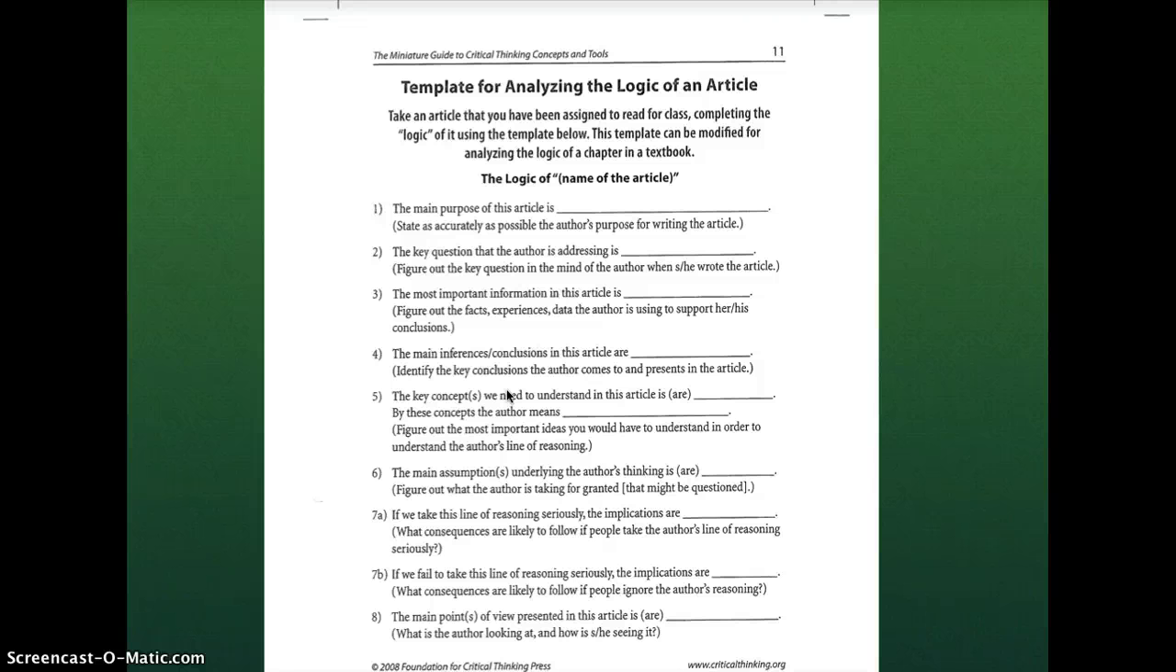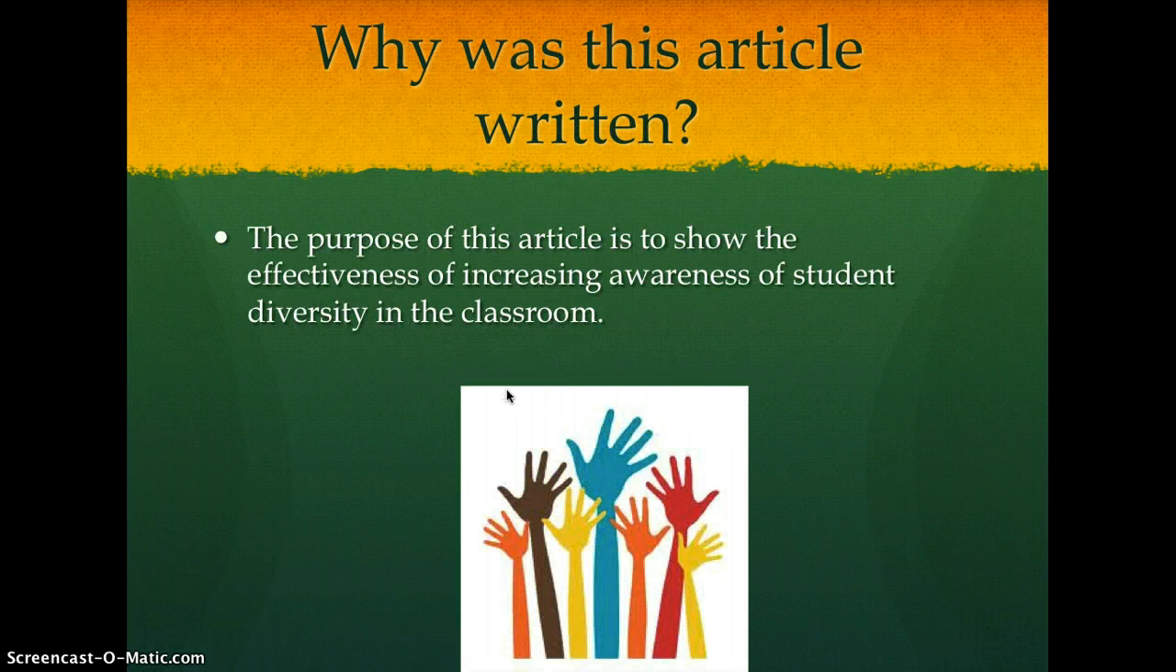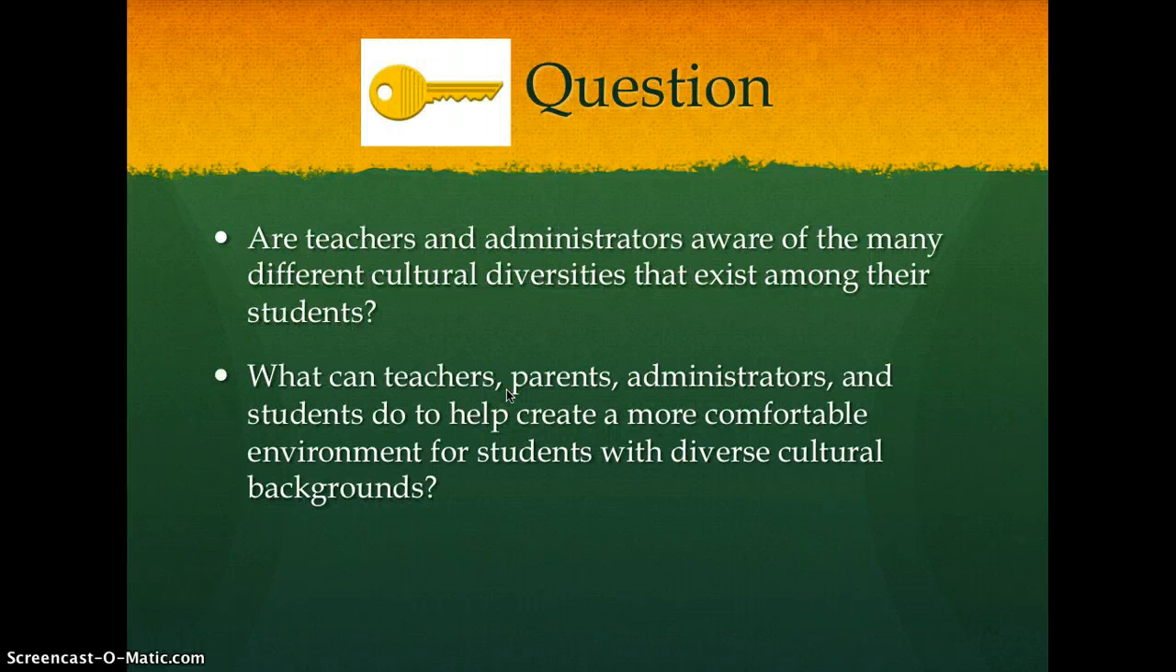It includes the main purpose, the key question or questions, the most important information in the article, the main inferences or conclusions, the key concepts, the main assumptions, the implications, and the main points. So first things first, why was this article written? The purpose of this article is to show the effectiveness of increasing awareness of student diversity in the classroom.